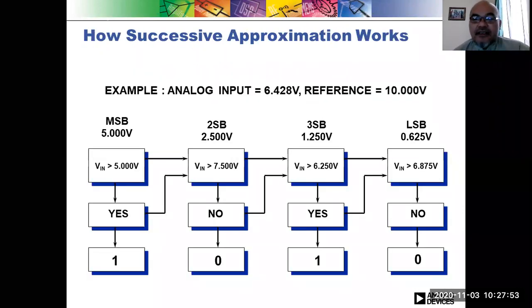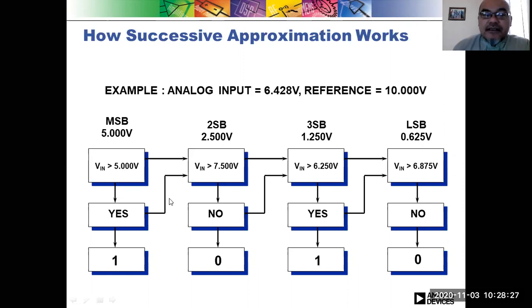So this is another example. In the previous slide, we saw it from the clock and timing perspective, now from the value perspective. For example, we have a 0 to 10 volt full scale range, and also 4-bit resolution. The analog input is 6.428 volts. First, the most significant bit is turned on, 1, which equals 5 volts of the full scale range. So is the input value larger than 5?